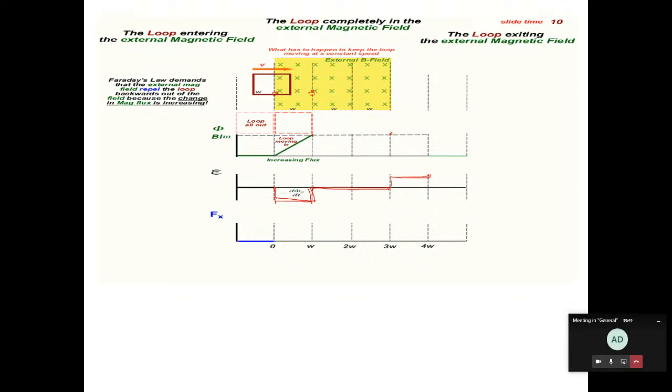So the concept you have to remember here is, whenever there is a change in the flux linked with a coil, an EMF will be there. And if there's no change in the flux linked with the coil, EMF won't be there in the coil. That is the only thing you have to remember.